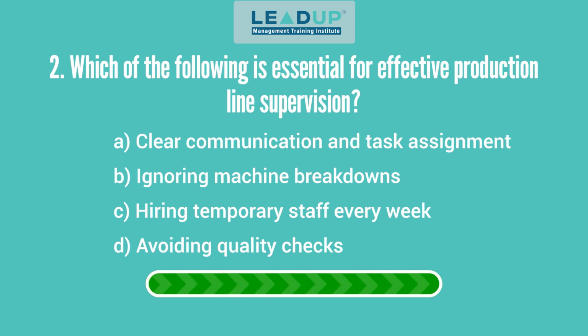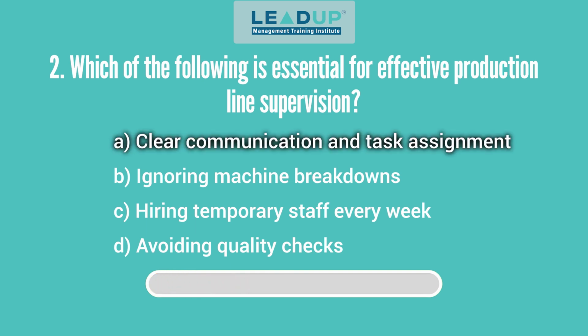Question 2. Which of the following is essential for effective production line supervision? A. Clear communication and task assignment. B. Ignoring machine breakdowns. C. Hiring temporary staff every week. And D. Avoiding quality checks. Answer: clear communication and task assignment.